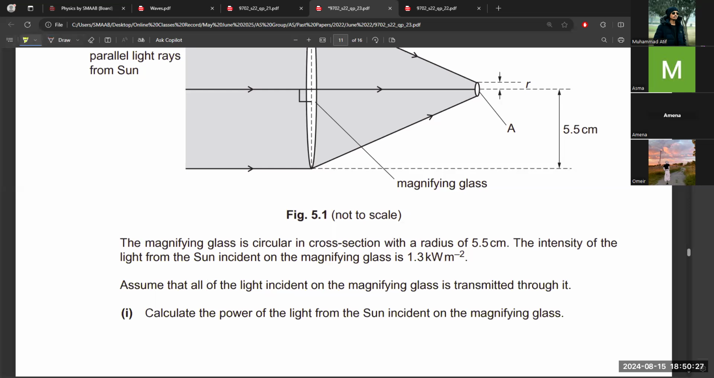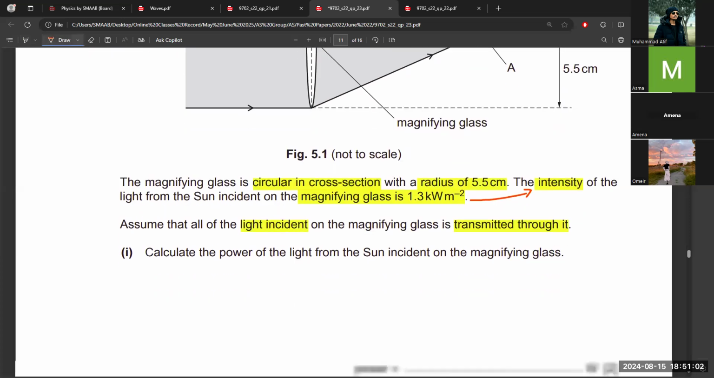The magnifying glass is circular in cross section with a radius of 5.5 centimeter, and the intensity of the light from the sun incident on the magnifying glass is this. So this is intensity. We know that intensity is equal to power upon area. That's why watt per meter square. Assume that all the light incident on the magnifying glass is transmitted through it. So we assume that all light incident on the glass easily passes through it.